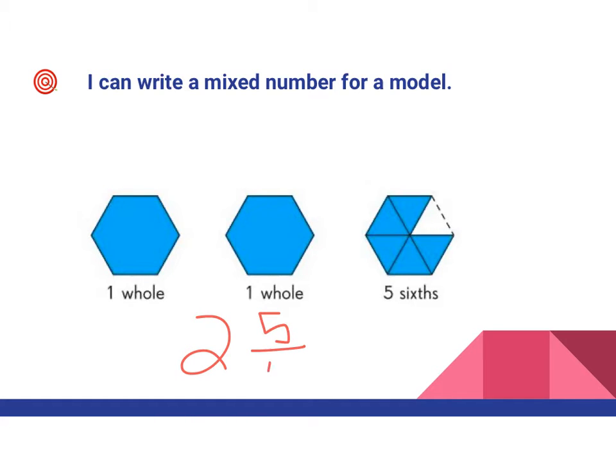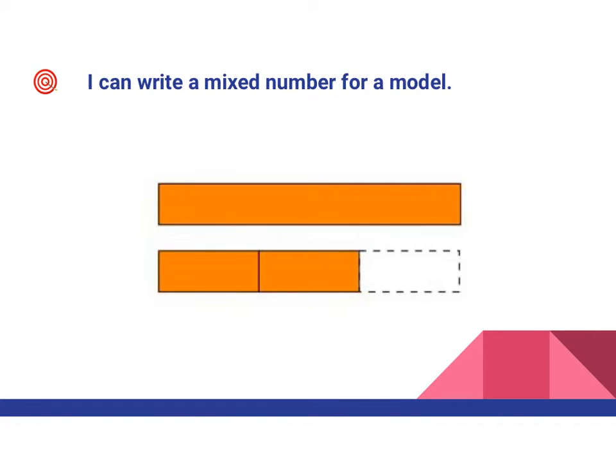2 5/6 is the mixed number for this model. How about this? 1 2/3 is the mixed number for this model. So this is showing that there's different models you can use to show these mixed numbers. We've seen bars, we've seen shapes. We'll see a few others down the road here too.